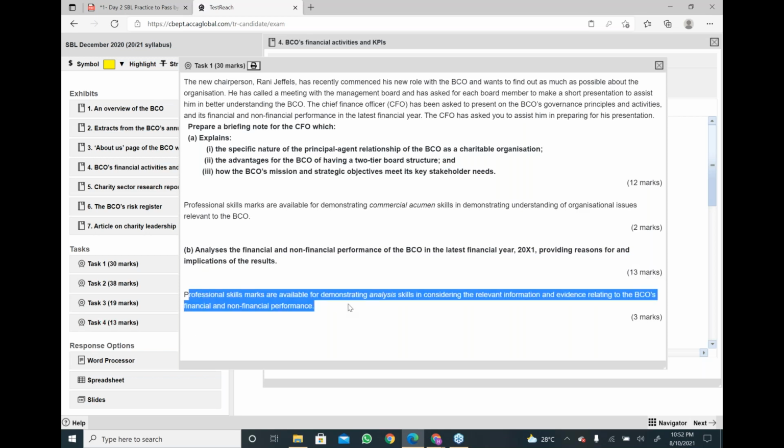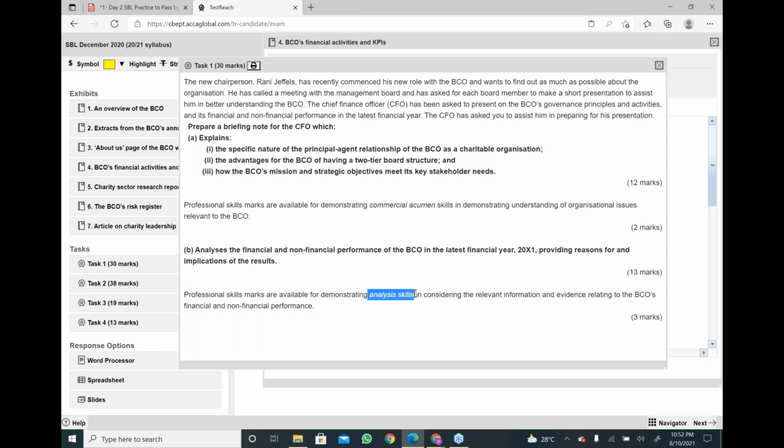And professional skills marks are available for demonstrating analysis skills in considering the relevant information and evidence relating to BCO's financial and non-financial performance. Straightforward, that analysis skill means that we need to analyze the performance, providing reasons. From where will we find the reasons? From the exhibits. So as long as you are able to identify the reasons from the exhibit, you will get professional marks, right? Now the difficult part: 13 marks is technical and 3 marks is professional. So 13 plus 3, 16 marks. So that's pretty heavy duty. A 16 mark question, anything like 14, 15 marks and above is heavy duty.